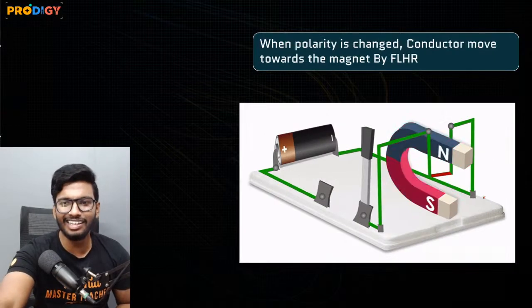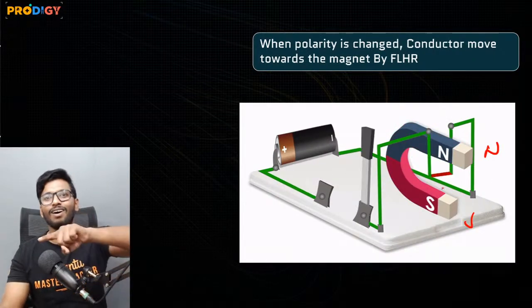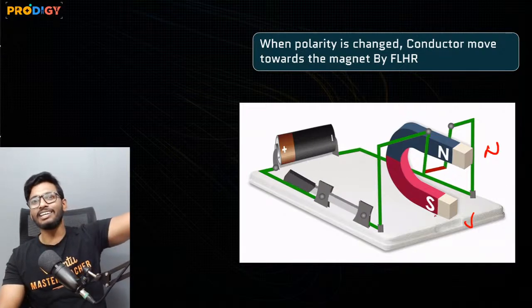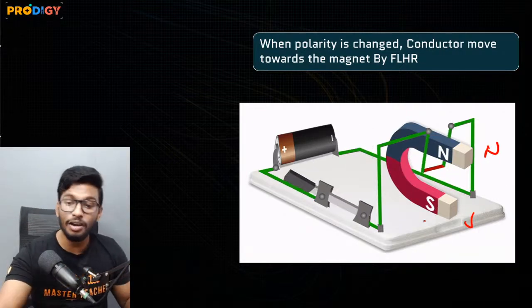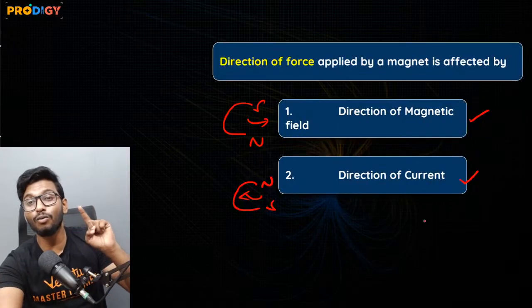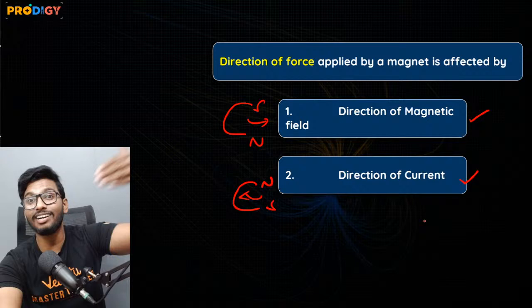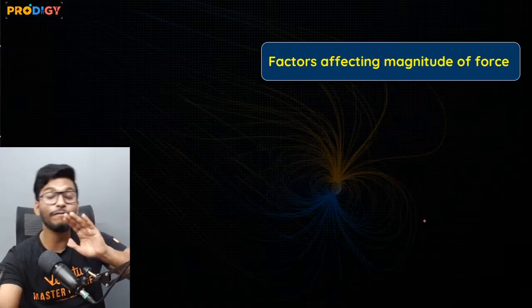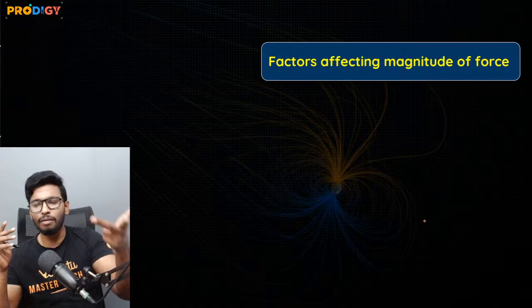When I change the polarity, this is the north pole now, this is the south pole. Can you see this? Your conductor is going towards the magnet. So the direction of the magnetic field and the direction of current, both of these are also very important factors on which the direction of force on that conductor depends. Very important to remember that, because you have to use your Fleming's left hand rule, right?